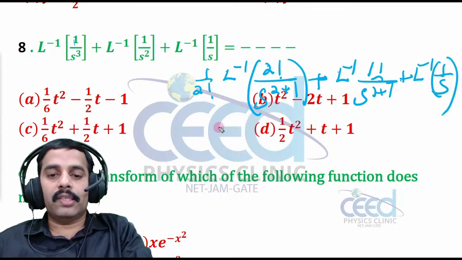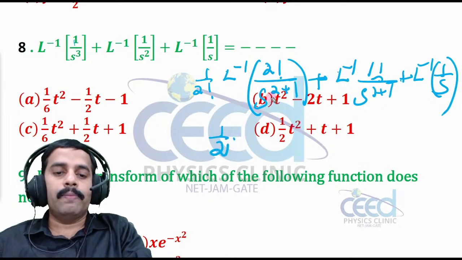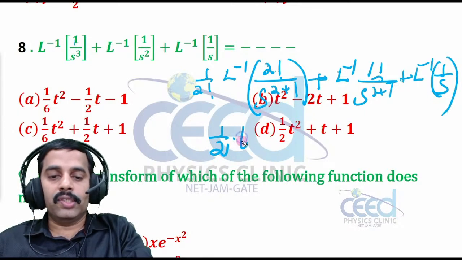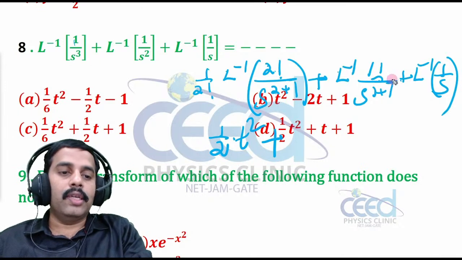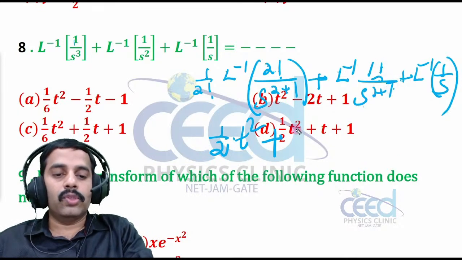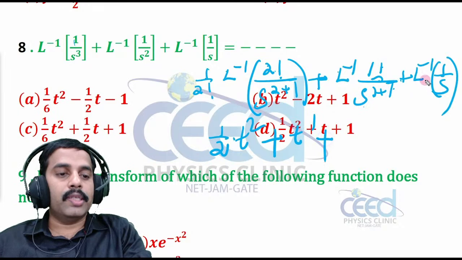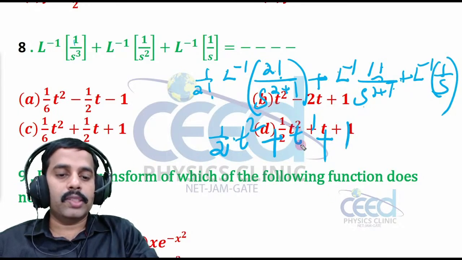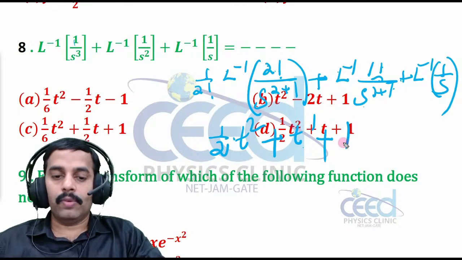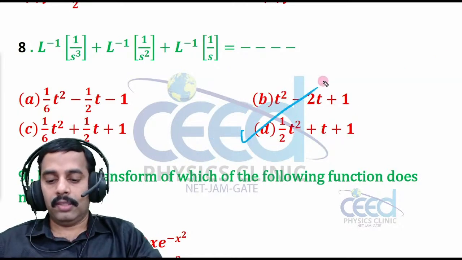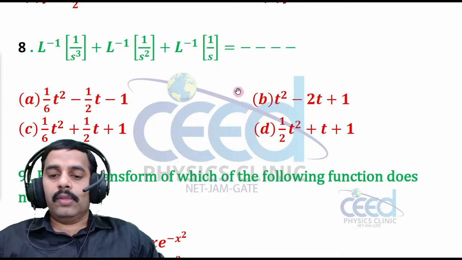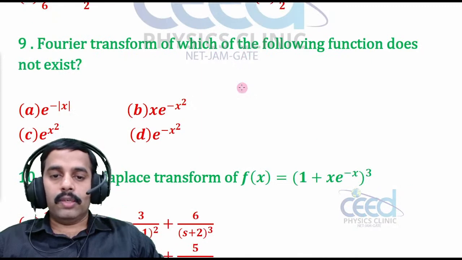So this I can write as 1 by 2 into, this is n factorial divided by s raised to n plus 1, that is t raised to n, that is t square, plus here 1 factorial divided by s raised to 1 plus 1, so this is t raised to 1, plus 1 by s Laplace inverse is 1. So half t square plus t plus 1. So which one is the option? Option D is correct, right? Alright. Now let us go to another question.